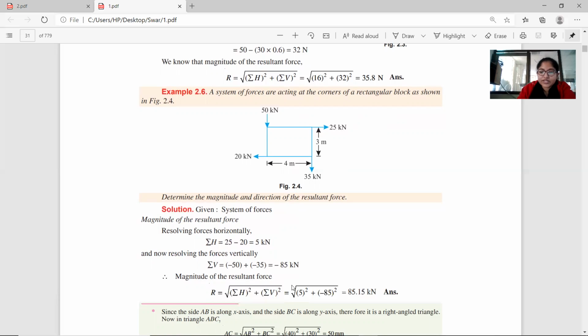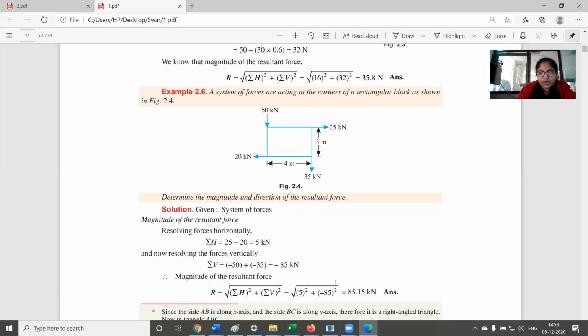So put these values in this equation. Then what will be my equation? My equation will be under root of 5 square plus minus 85 square, and whole under root. After solving this equation, my answer will be 85.15 kilonewton, which we have to calculate here.